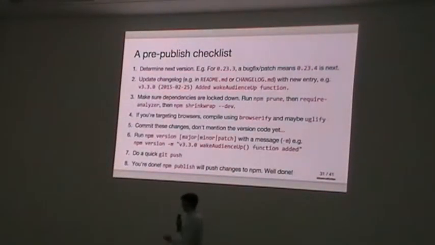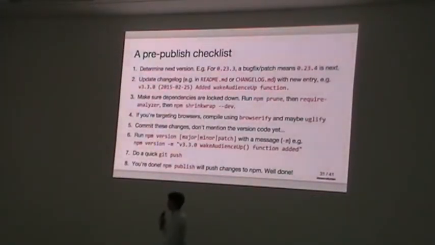Next, we make sure that the dependencies are locked down. So we use npm prune to make sure that we don't have any random extraneous modules that we haven't saved in package.json. We use require analyzer to make sure that we have all of the right things that we haven't put into node_modules or into package.json. And then we can do a shrinkwrap to make sure that anyone downloading our code will get the right versions of the dependencies, which is pretty easy.